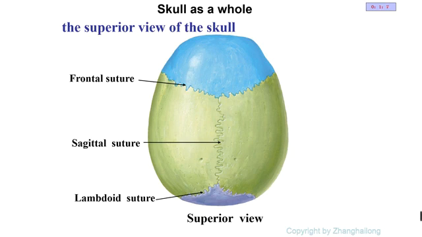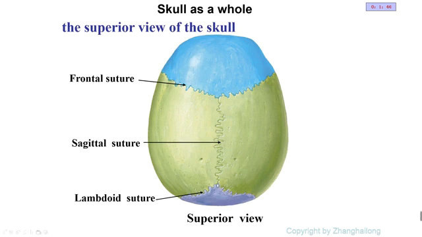They are joined very closely. And between the frontal bone and the parietal bone, this one is the frontal suture, because this suture runs from left to right parallel with our coronal plane. So another name is coronal suture. And this suture between the two parietal bones, from anterior to posterior, is the sagittal suture, because the suture is along the sagittal plane or sagittal axis.